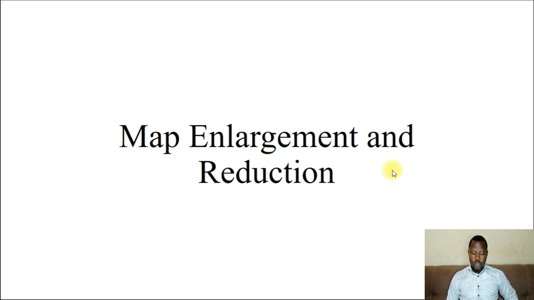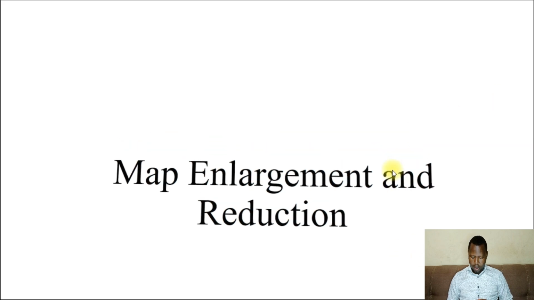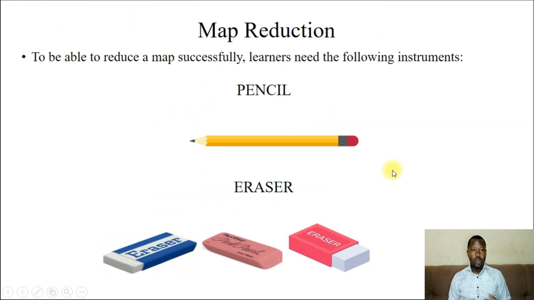For successful reduction of a map, the following tools are very important. You need a pencil. With a pencil, you are able to demarcate the beginning and the ends of measurements of your map, the length and breadth of your map. Then we need erasers. So as you reduce or enlarge a map, when one makes mistakes along the line, the erasers are very important to clear the mistakes for a restart.